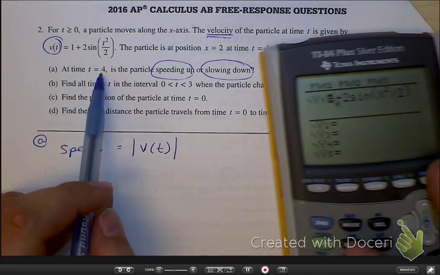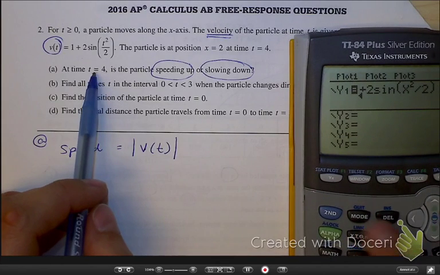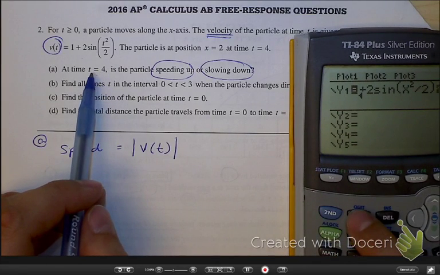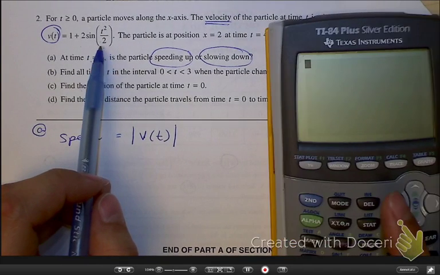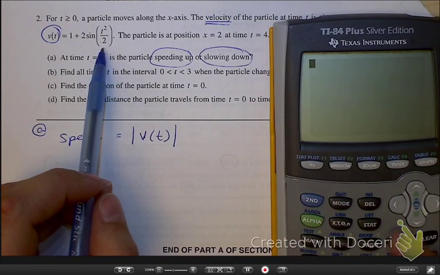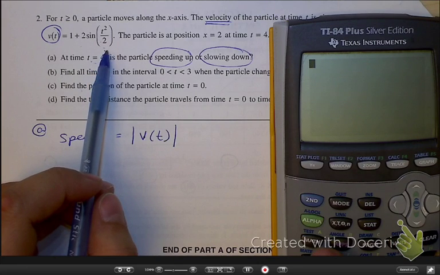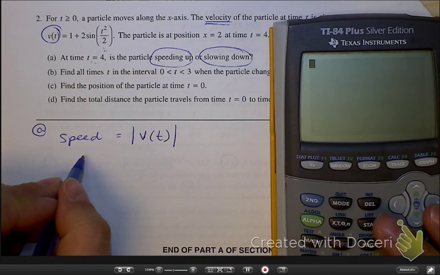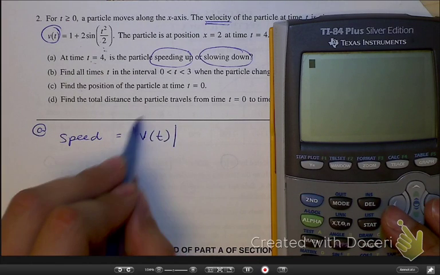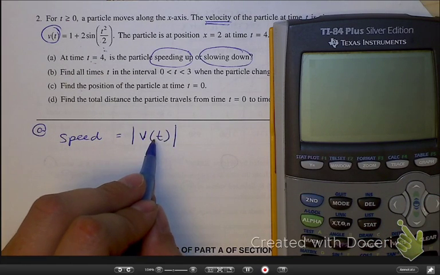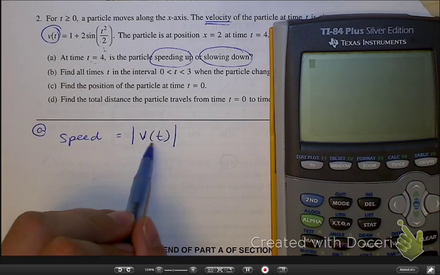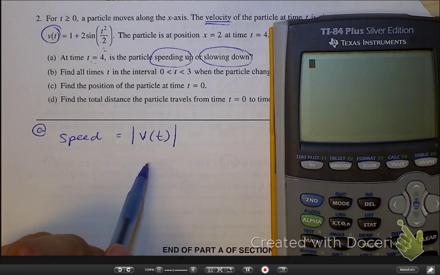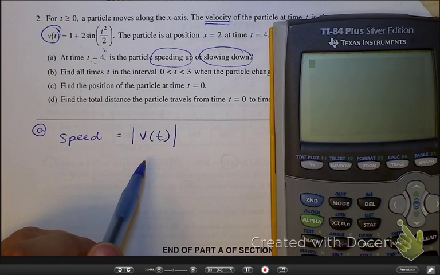I'm looking at a specific value, t equals 4. Let me go back to my home screen. I showed you guys vars, y vars, and we're going to use that with the absolute value function. So if the absolute value of the velocity is a positive value, that means speed is positive and it's increasing. Or if it's a negative value, that means it's slowing down and the speed would be decreasing.